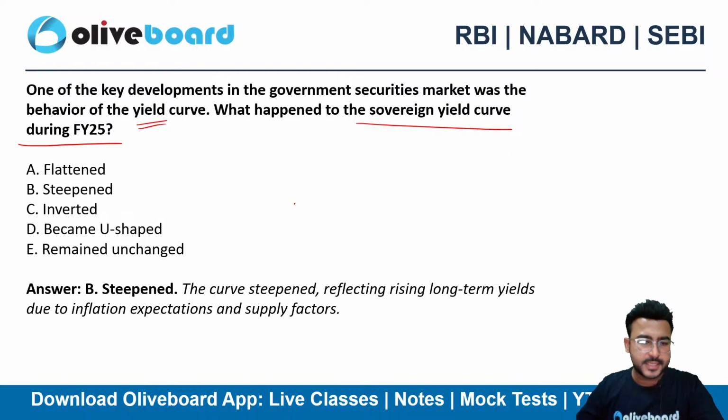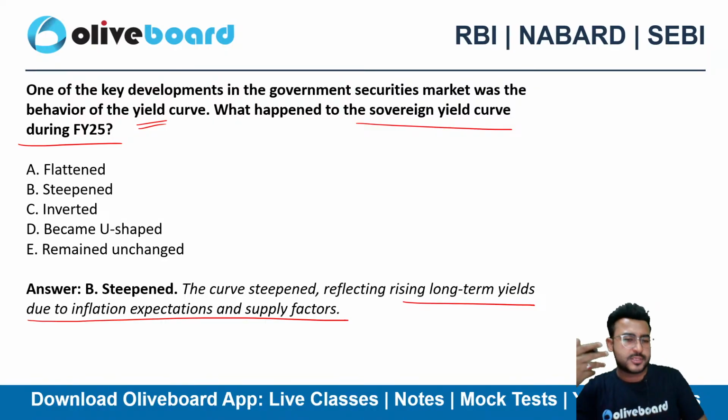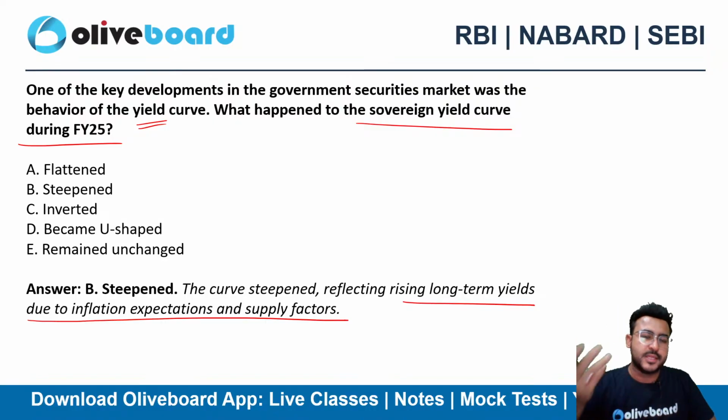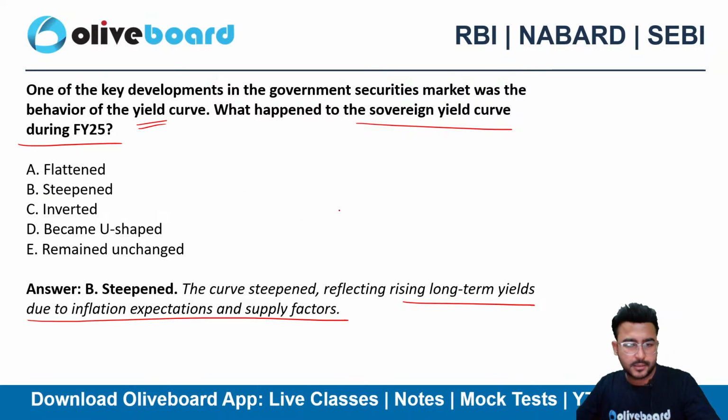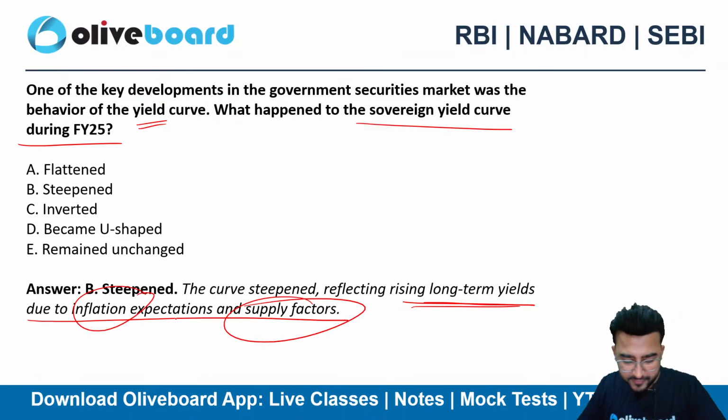The correct choice here is option B. Okay, option B. So this reflects rising long-term yield due to inflation expectation and the supply factor. If supply factor is there and inflation expectation is there, definitely it leads to a steepened curve here, right? Because of the investors' expectation to cover this inflation and these supply side factors.